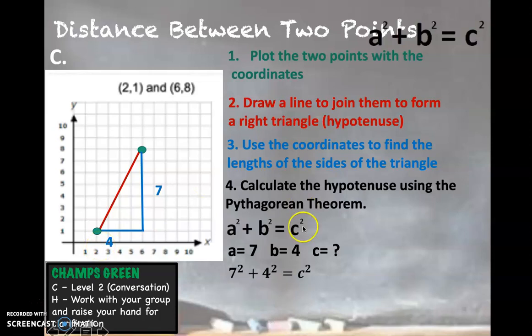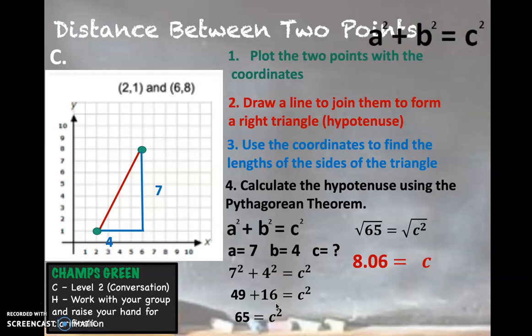When I square the numbers, 7 squared is going to give me 49. 4 squared is going to give me 16. If I add those together, finishing off step 3, I'm going to get 65 is C squared. I'm going to go ahead and take the root because I'm not looking for C squared, I'm looking for C. And my final answer is 8.06.